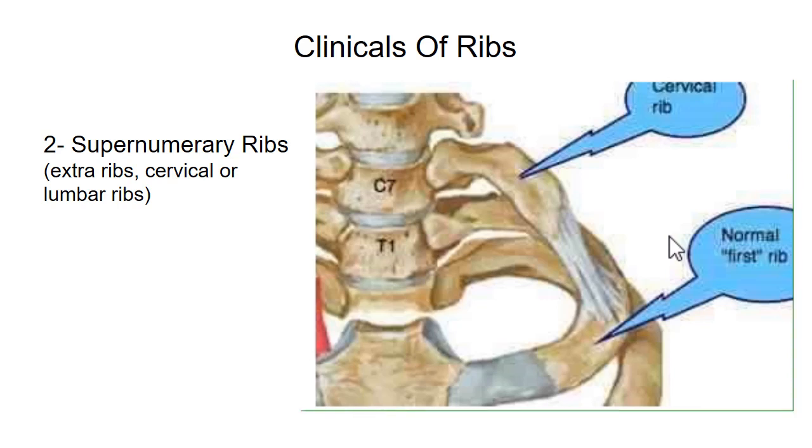Lumbar ribs are less common as compared to the cervical ribs. Supernumerary ribs also have clinical significance in that they may confuse the identification of vertebral levels in the radiographs and other diagnostic images.